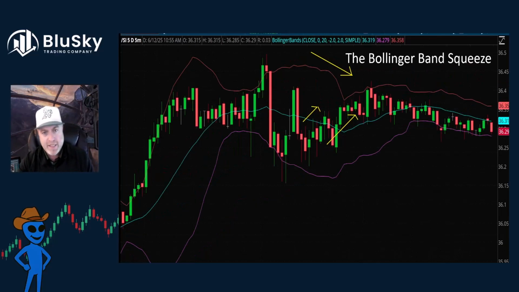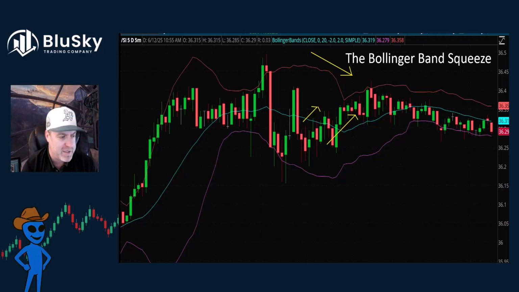Now, in terms of the squeeze, and I talked about this a little bit just recently, let's dial in that squeeze. There was a really good squeeze happening on silver here today. A squeeze is when the bands start getting narrower and narrower and narrower.